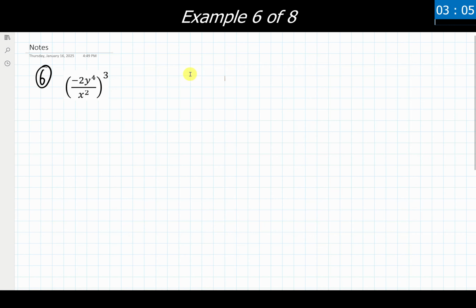Now with our 6th example, we're going to start seeing problems that are going to get a little bit more complex, and there's a lot more that's going on with them. So we need to make sure we're being, again, very precise in what we're doing from one step to the next.